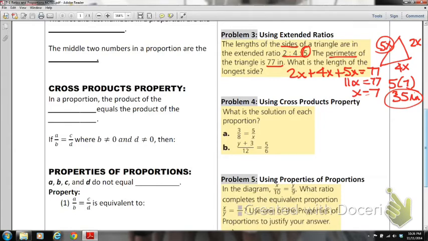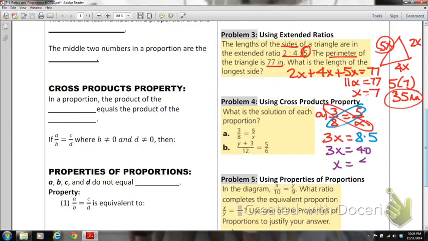Problem 4 is using the cross products property. So to use the cross products property, in the first one, A, you have 3 over 8 is equal to 5 over x. We're going to take the product of the extremes, which is 3 times x, and that's going to equal the product of the means, which is 8 times 5. So if we look at that, we're going to have 3x is equal to 40, and x is equal to 40 over 3.